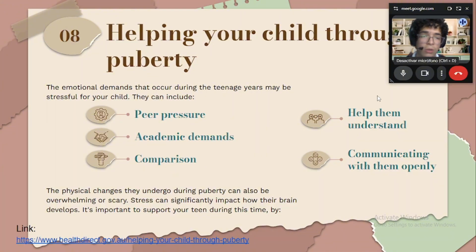The first one is to help them understand what they are feeling emotionally and physically, and the second one is communicating with them openly. You can ask them what they feel, how they feel, what you can do to help them, and what they can do so they can be a lot better, for both. This information was taken from healthdirect.gov.au.